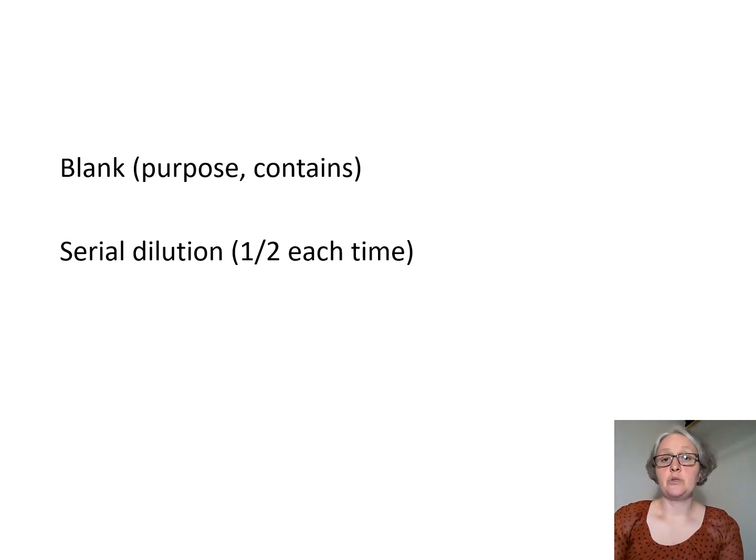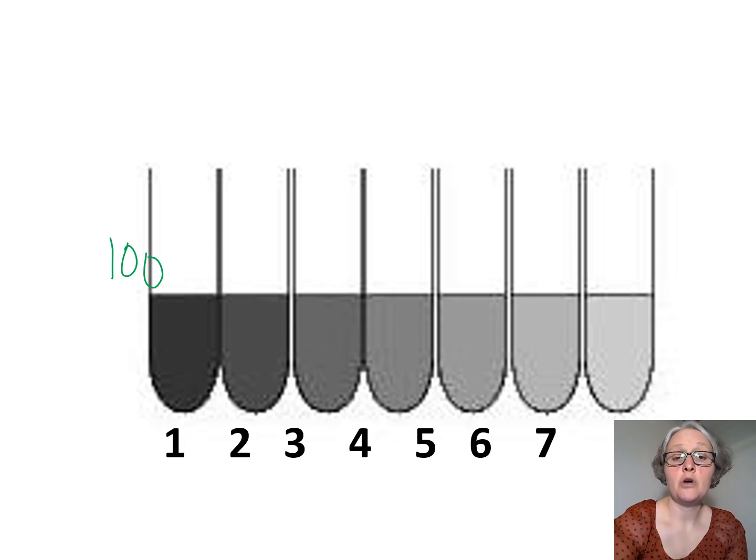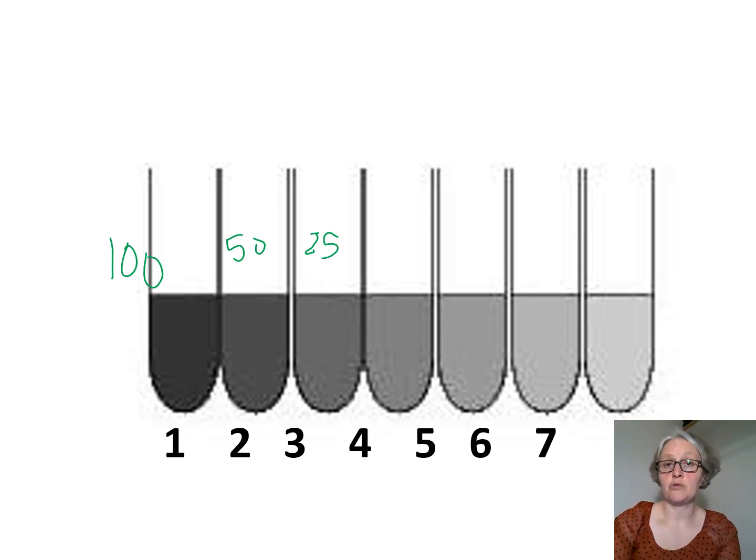Another thing that we had to do was create a serial dilution. A serial dilution is where you start off with a known amount of protein and then you dilute it. In our particular case, we diluted it in half each time. So we started off with maybe 100 milligrams per milliliter protein in the first tube, and then we diluted it in half in each subsequent tube. So we knew the next tube had 50 milligrams per milliliter protein, and the next one had 25 milligrams per milliliter protein in it, and it just diluted in half each way.